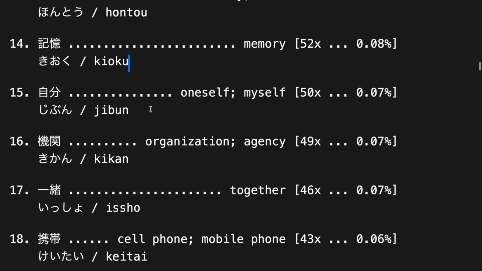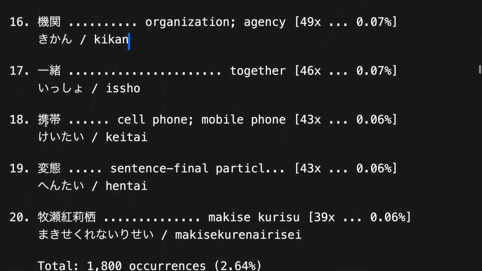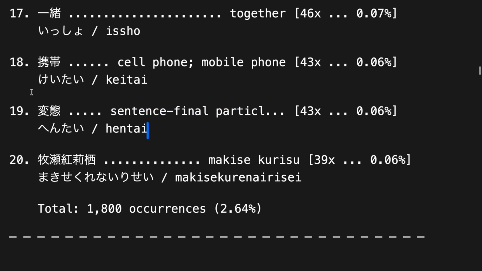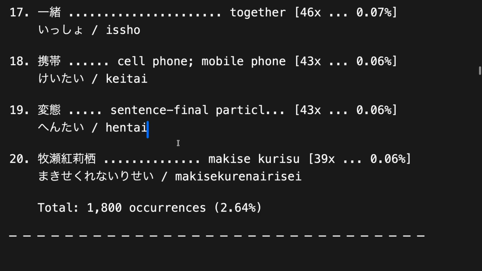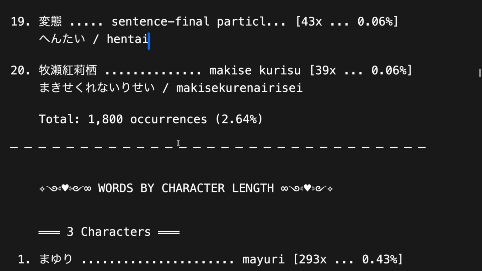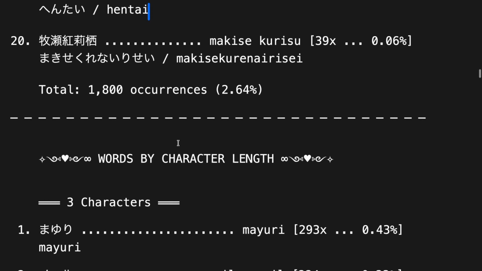Kioku for memory, Kikan for organization, Keitai, Hentai. That was just something's broken here. It thinks it's a particle, but I think you know what that one means actually, and I think you can remember a few instances where someone may have said that. And maybe you probably remember who they said it to.